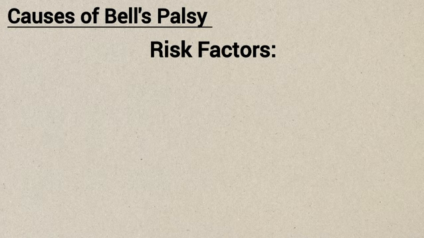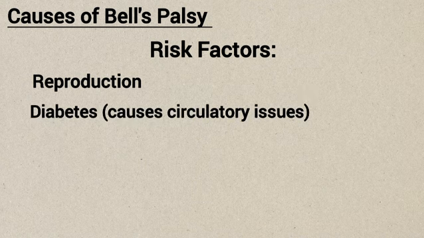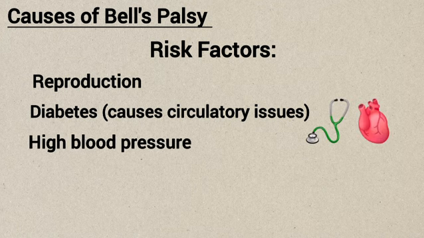Apart from the primary causes, there are also some risk factors which can contribute to Bell's palsy, and those risk factors include diabetes, as people with diabetes have circulatory problems which can cause inflammation, and then inflammation leads to Bell's palsy. High blood pressure is also a risk factor which can cause Bell's palsy. It is similar to diabetes. High blood pressure can cause circulatory issues that might affect the facial nerve.